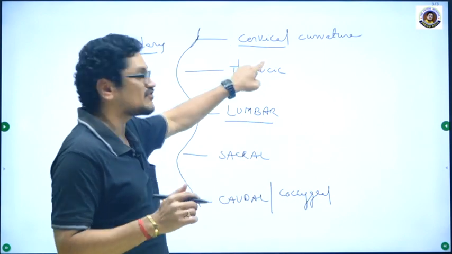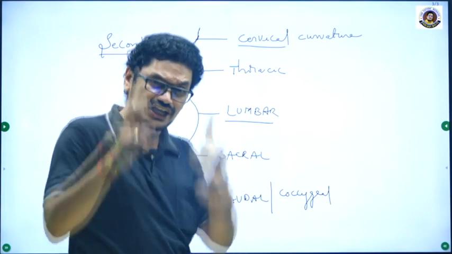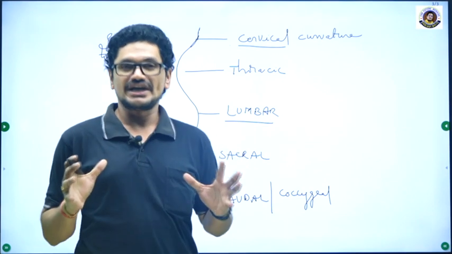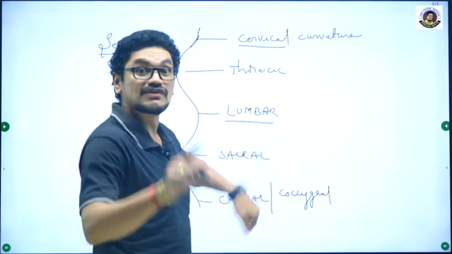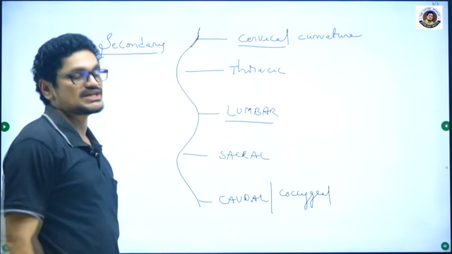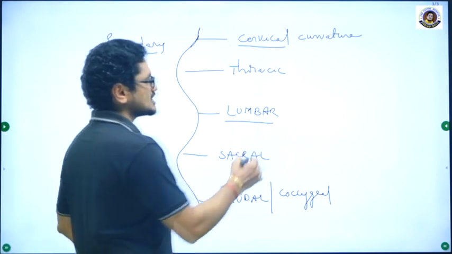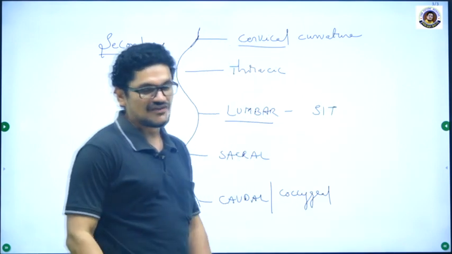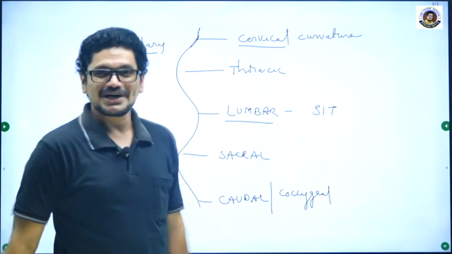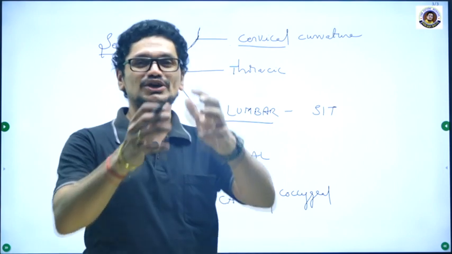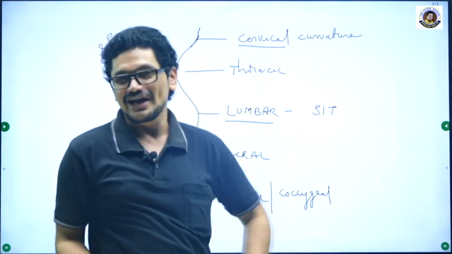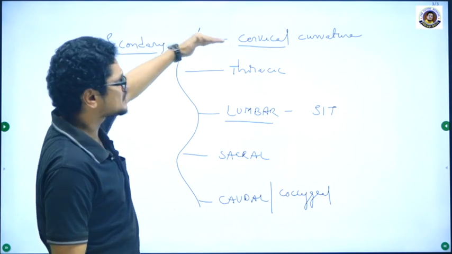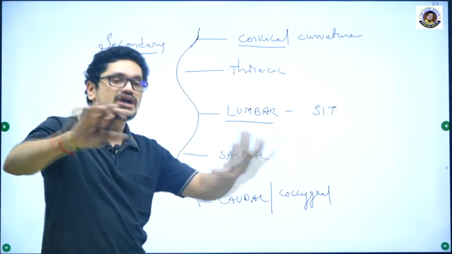Why? Because the cervical flexure is the flexure which is very much required for holding your head. Newborns can't hold their head because the cervical flexure is not yet developed. In newborns, the cervical flexure won't develop so fast. And the lumbar flexure is very much essential for the newborn or infant to sit. So immediately after birth, you can't make the newborn sit or hold his head. It is not possible because the cervical and lumbar flexures are not yet developed in the newborn.